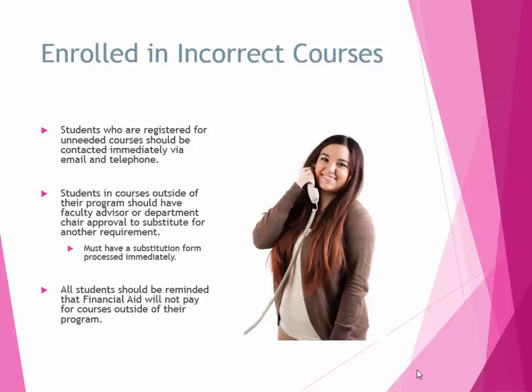So when a student is enrolled in an incorrect course, we are supposed to call them immediately and send a follow-up email. A lot of the times what happens is they'll tell us, well, I talked to my faculty advisor or I talked to the department chair and they made this suggestion to replace another course. And that's totally fine, and if they tell you that, then we need to go ahead and start this substitution process. Because if they're getting financial aid and they're in a course that doesn't look like it belongs on their program evaluation, we know financial aid's not going to pay for it.